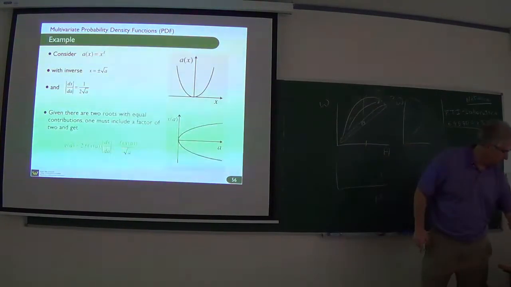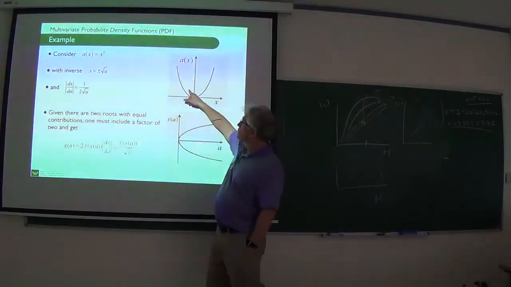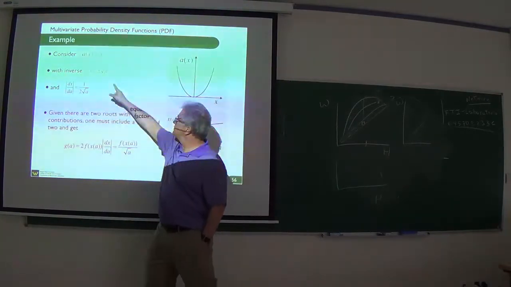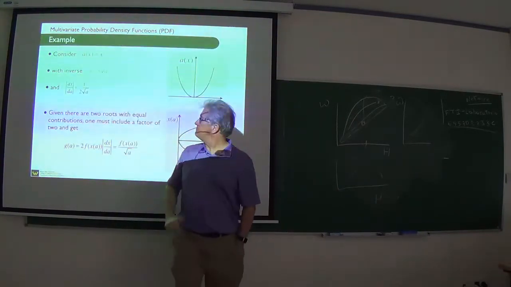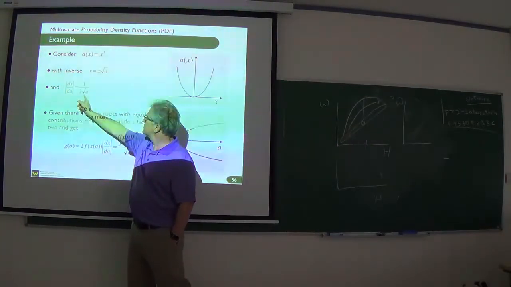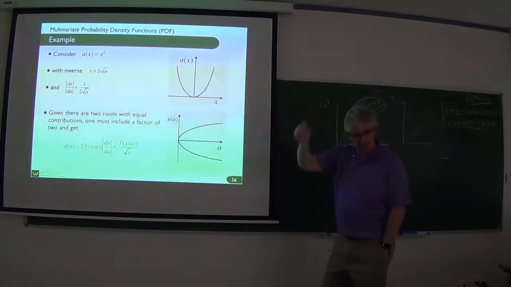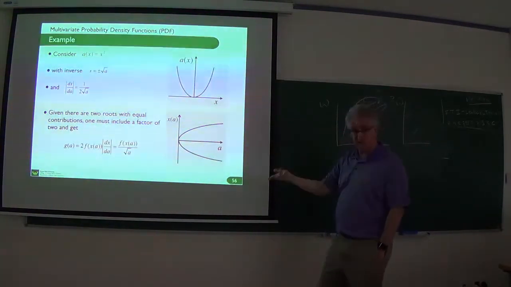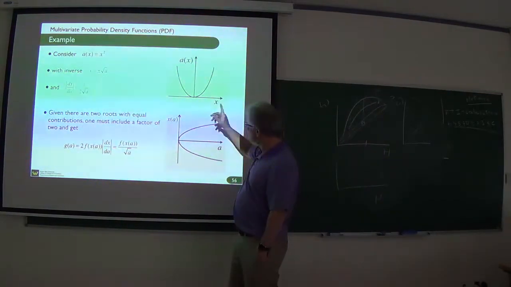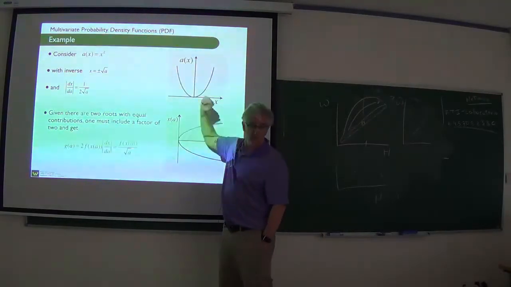Let me give you an example. Let's say that a of x is some parabola, x squared. The inverse will be plus or minus the square root of a. The derivative will be 1 over twice the square root of a. Now I have measured x, and I want to infer what a is. Given x, well, x could be positive or negative, and both will give me some value of a.